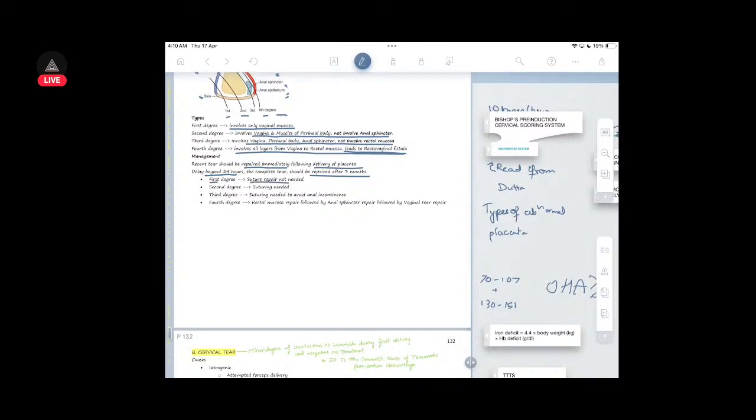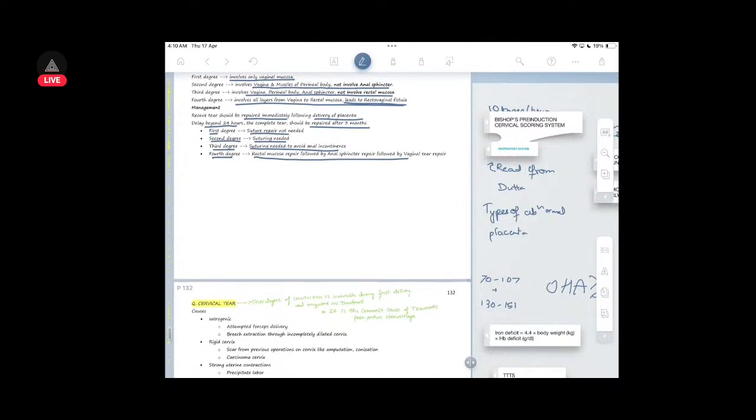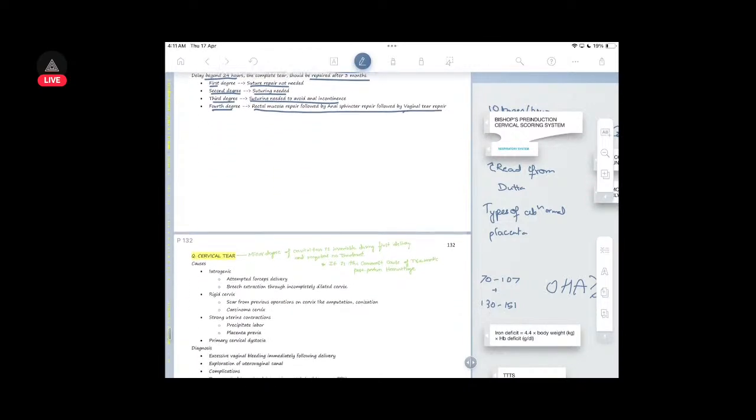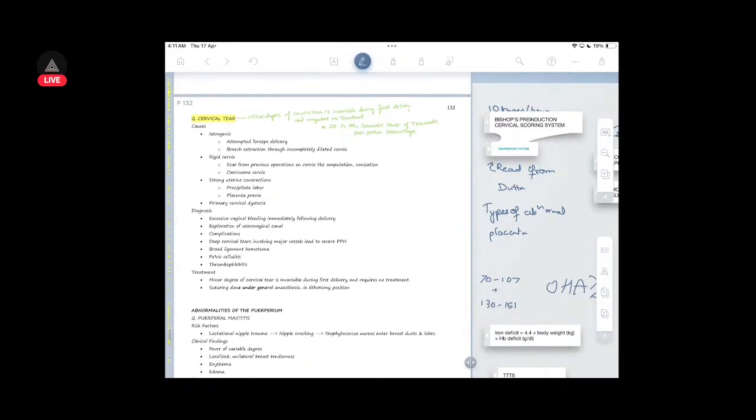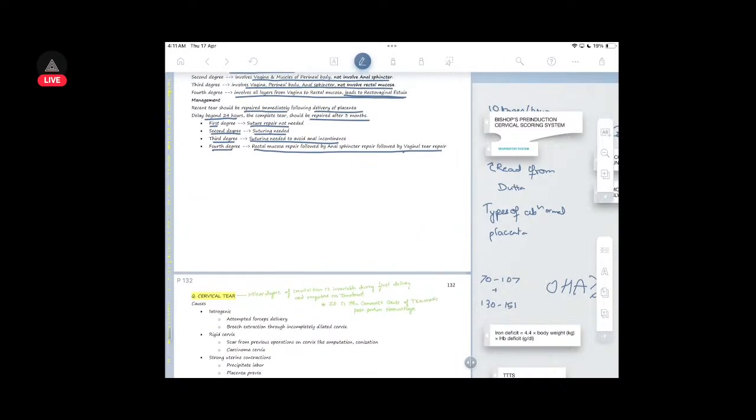First degree: suture repair is not required. Second degree: suturing is required. Third degree: suture needed to avoid anal incontinence. Fourth degree: rectal mucosa repair, followed by anal sphincter repair, followed by vaginal tear repair. All of them after 3 months.